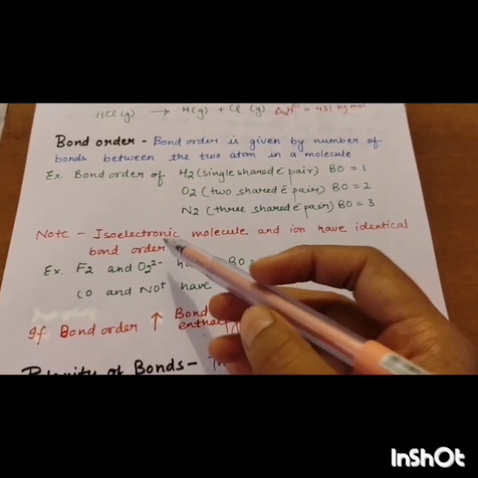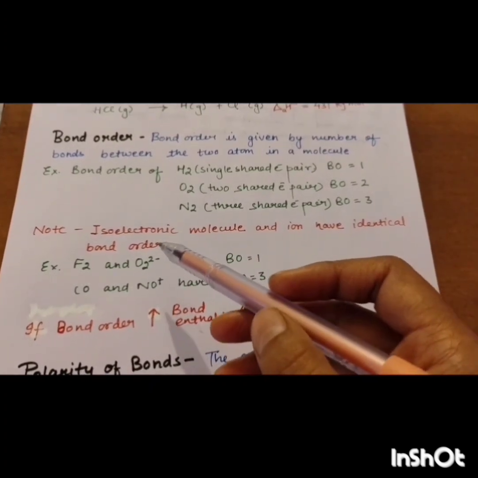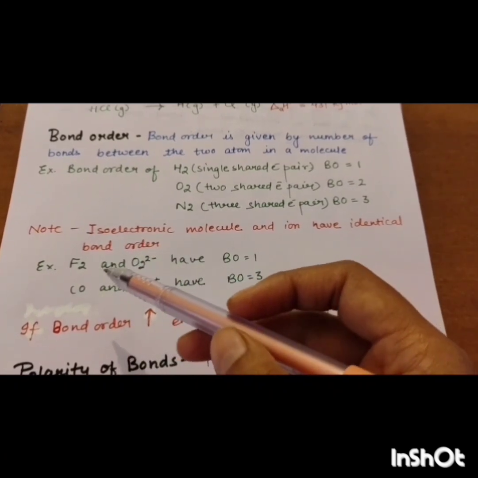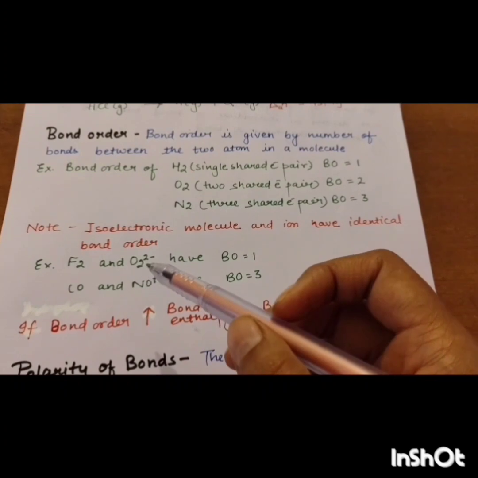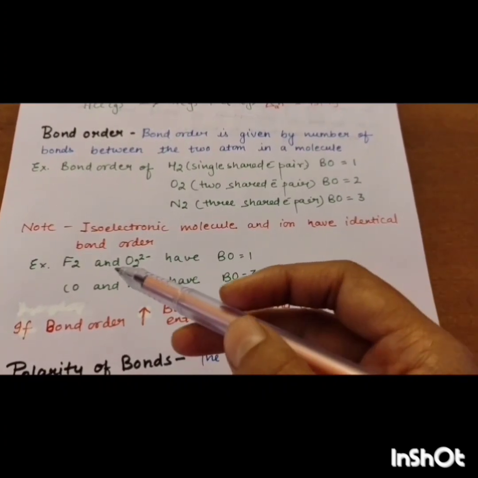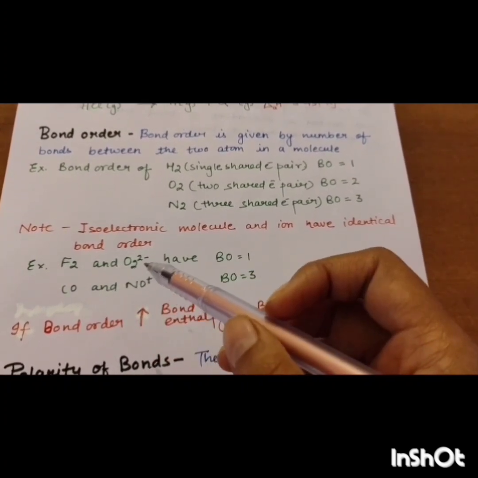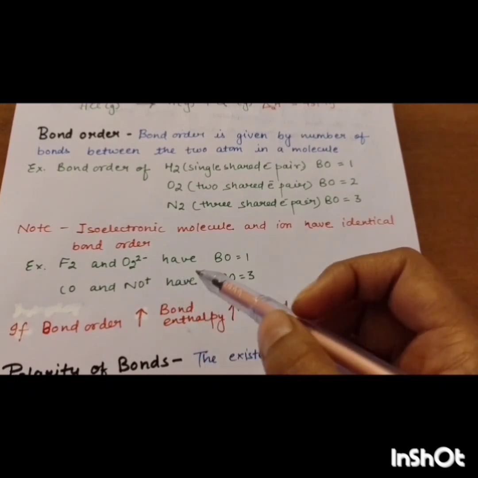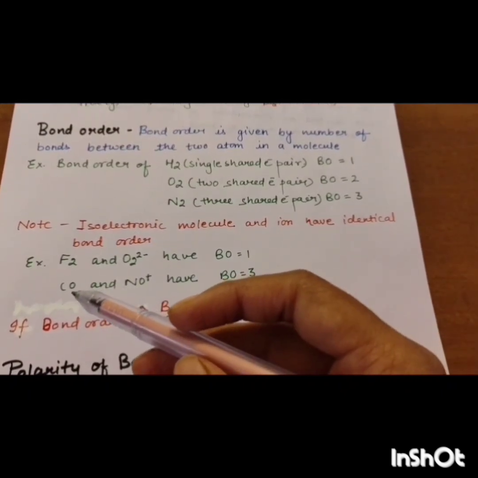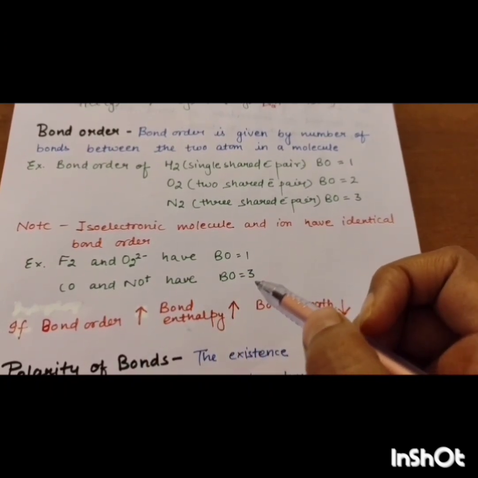Here isoelectronic molecules and ions have identical bond order. It means species which have the same number of electrons have the same bond order. We take examples like F2 and O2 2 minus, which have bond order 1. Similarly, CO and NO positive have the same bond order, that is 3.